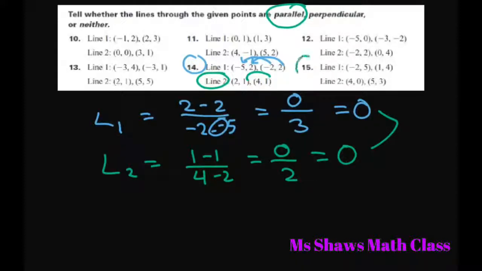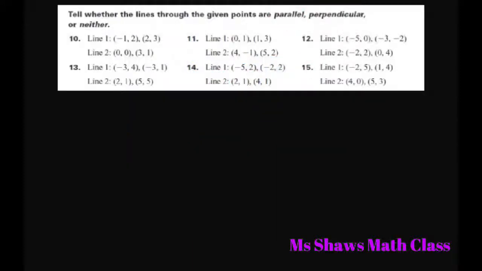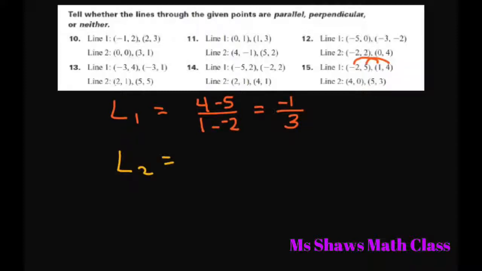And the last one is 15. So on 15, we have line 1. That's going to be 4 minus 5, and 1 minus a negative 2. So it's going to give you negative 1 divided by 3. And then for line 2, we have 3 minus 0 and 5 minus 4. That gives you 3 divided by 1, which equals 3.